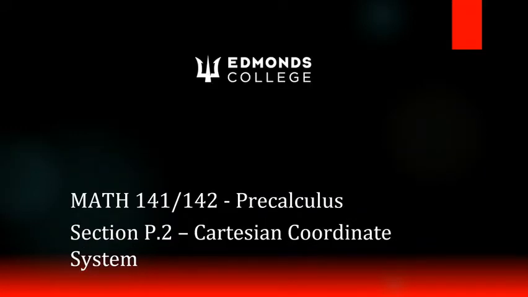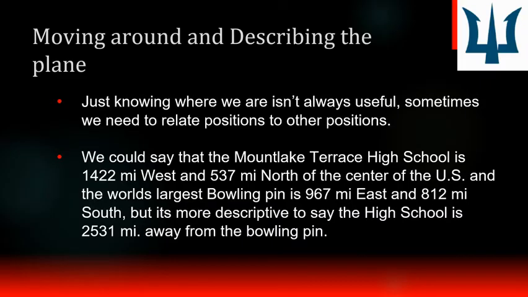Alrighty, for our next section, what we're going to be talking about, again, with the Cartesian coordinate system, we're going to start looking at how we compare locations in the coordinate system. Last video was about where we are in the coordinate system. Now it's how we compare the different points. Just knowing where we are isn't always useful. Sometimes we need to be able to compare to other places.